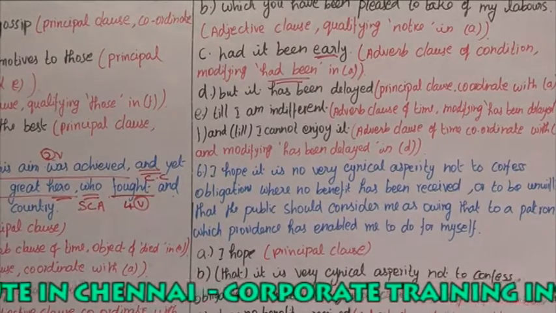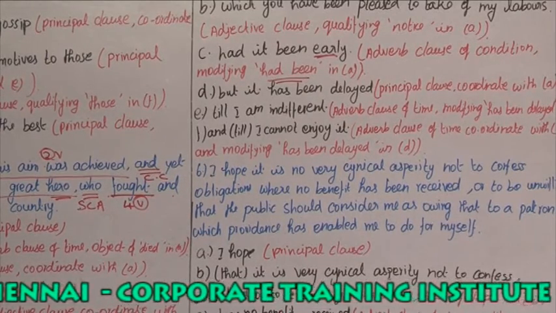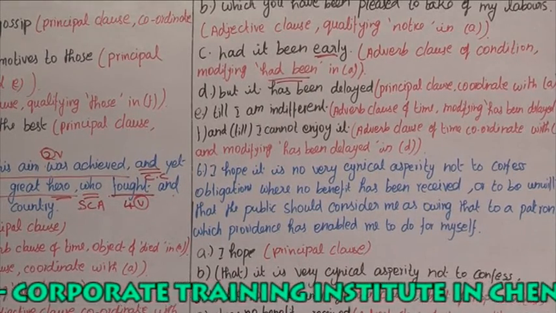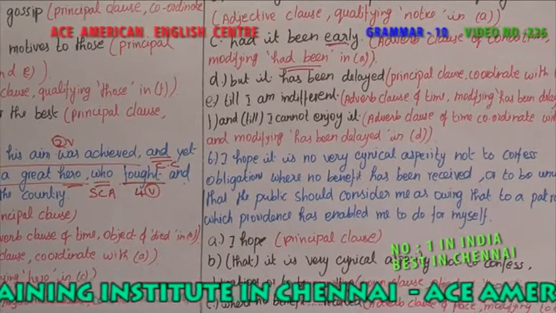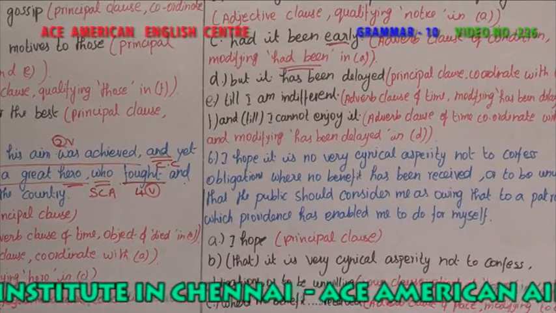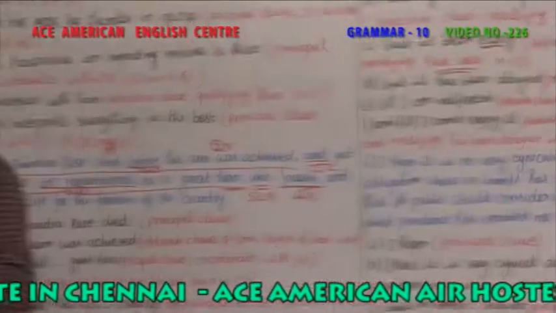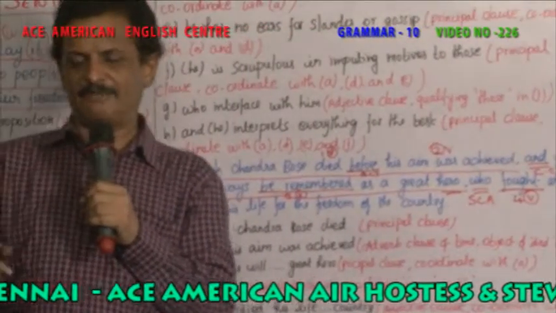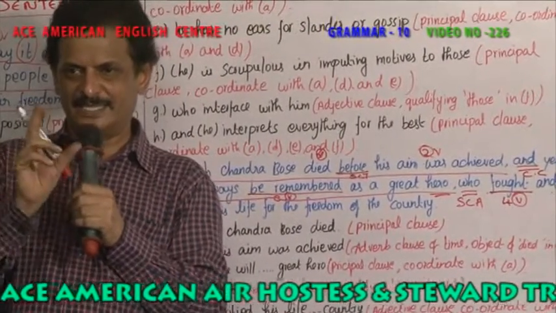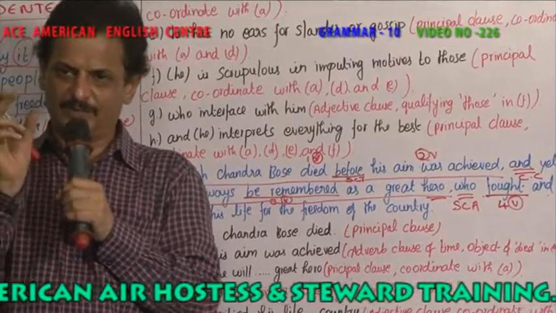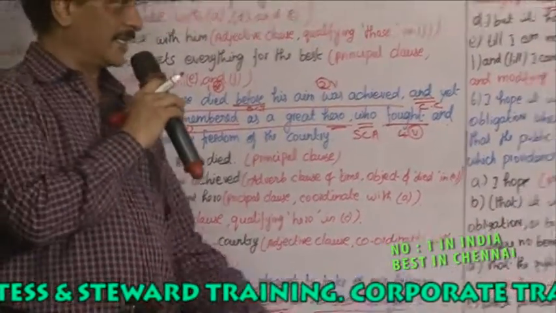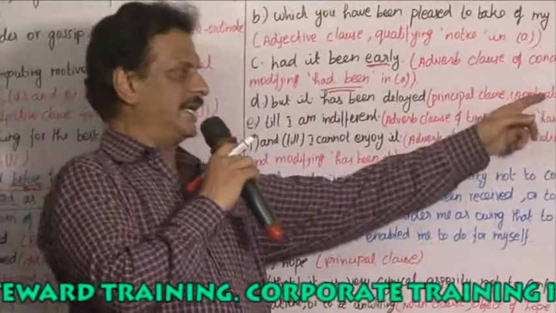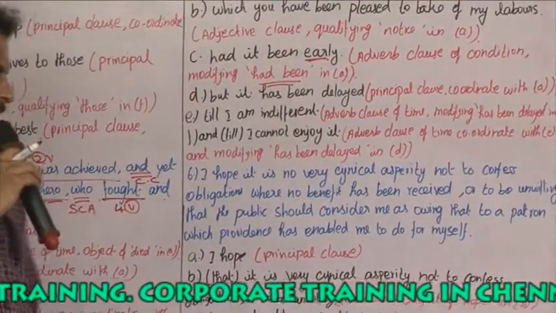Whenever you use "but", it has been delayed. So "but" is a coordinating conjunction. What is that? He studied hard, but he failed in the examination. See, two opposite sentences: he studied, he failed, with "but". So "but" is a coordinating conjunction connecting two main clauses. So, "but it has been delayed" becomes a principal clause.